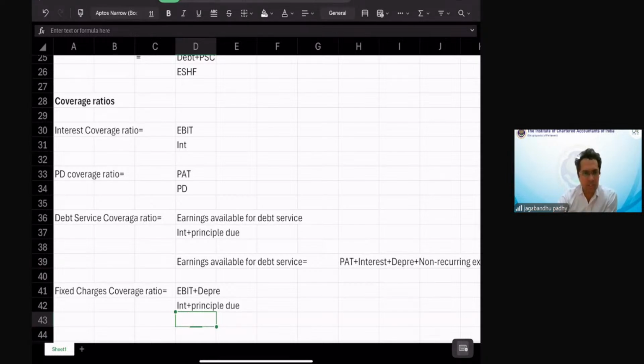Okay, so we have done these coverage ratios. I think this is the set of ratios that we have done till now. Correct, guys? We have completed till this coverage ratios. Shall we proceed with the next set of ratios now?